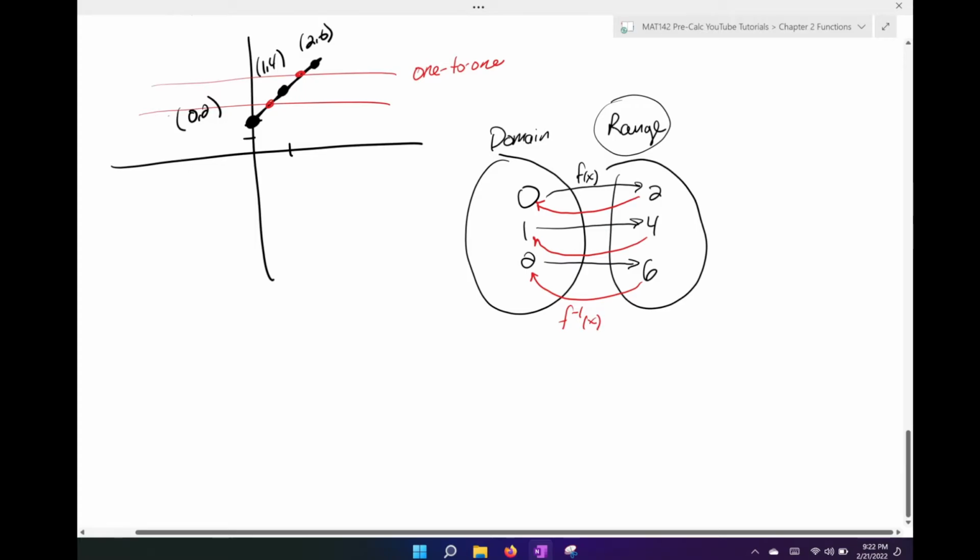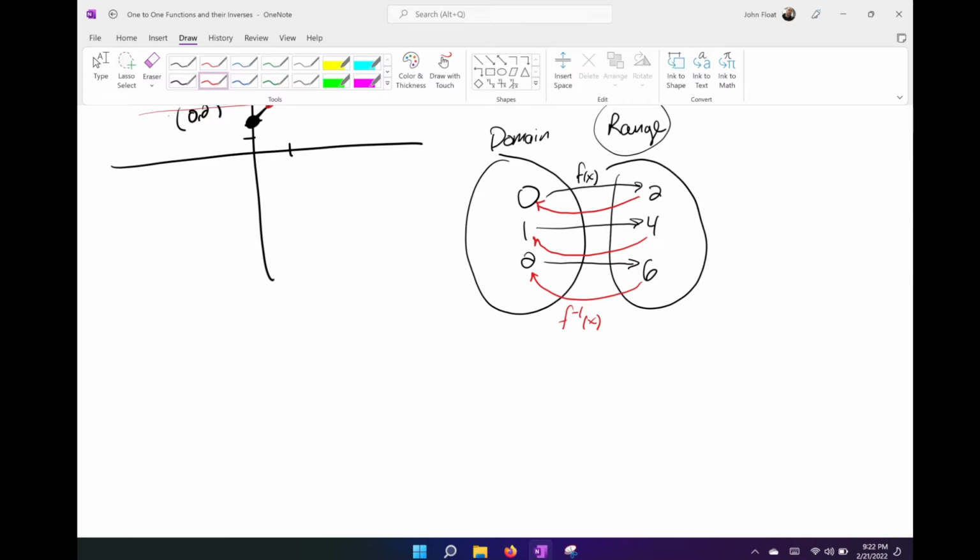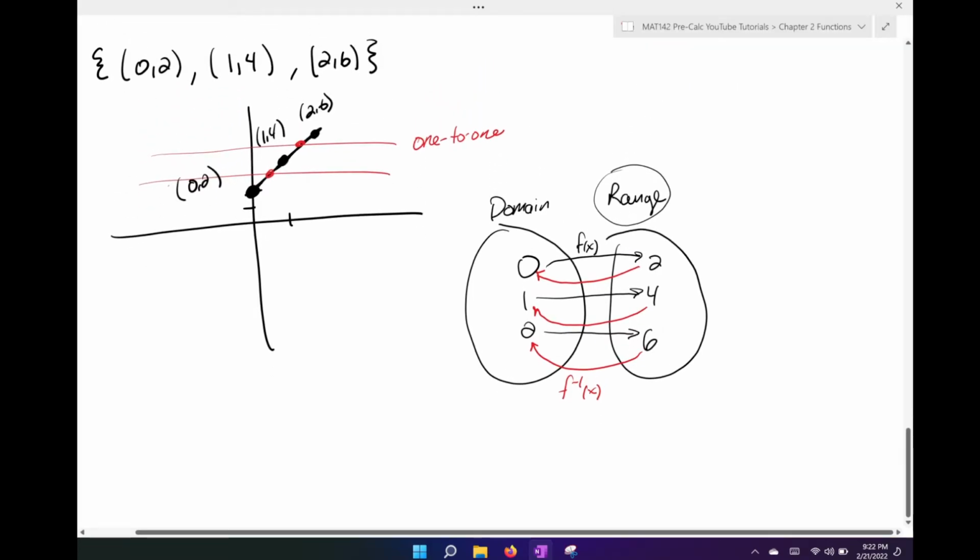Okay? Now, what really makes this powerful is that when you go ahead and you graph something, you're going to see that you create something like mirror images. So let's go ahead and let's look at this example here, where we have the points 0, 2, 1, 4, and 2, 6. So I'm just going to erase this stuff right here.